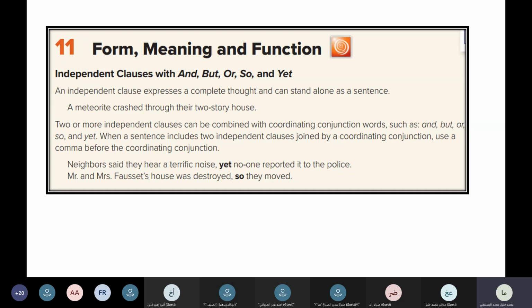Mr. and Mrs. Foss's house was destroyed, so they moved. So in these two examples, in each example, we have two independent clauses joined by what? A coordinating conjunction. Now, if you use a coordinating conjunction to join two independent clauses, we have to use a comma before the coordinating conjunction. Okay, so this is about the first point.